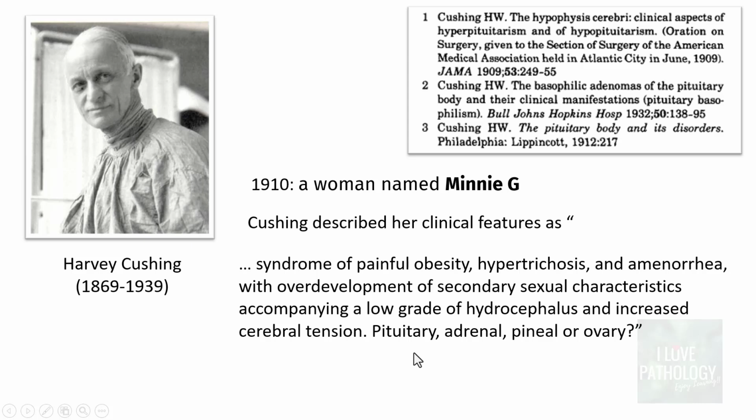Okay, he thought it could be a pituitary, adrenal, pineal, or even ovarian cause. So a few years later, because Dr. Cushing described this particular case, it is called Cushing's disease. So basically, Cushing's disease is a disease having all these manifestations due to a pituitary cause, right?